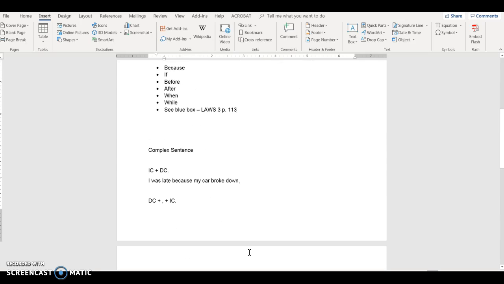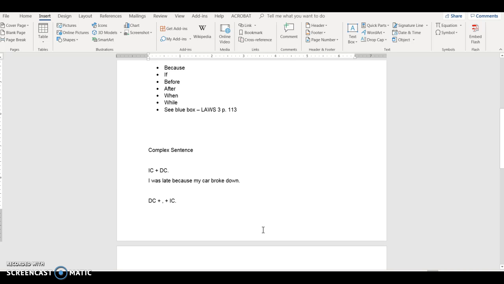So complex sentences are sentences that are composed of at least two clauses. You have to have an independent clause plus at least one dependent clause. So we have an example here. I was late because my car broke down. The independent clause is here, I was late. The dependent clause is the one that starts with because, my car broke down. Now we have a complete sentence that ends with a period.